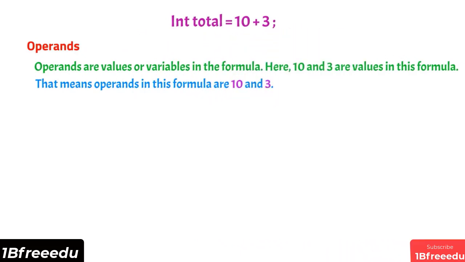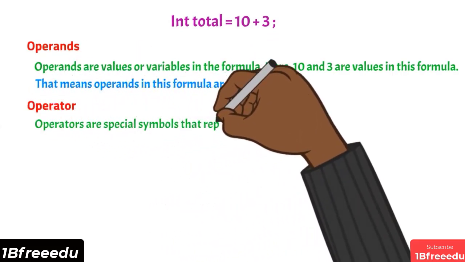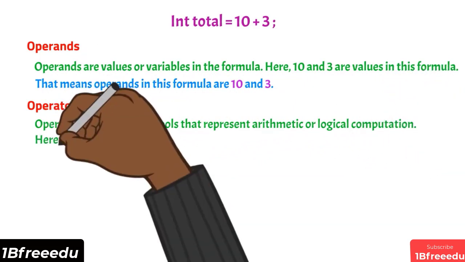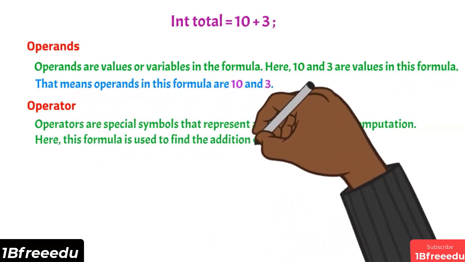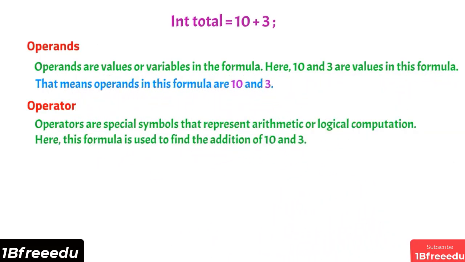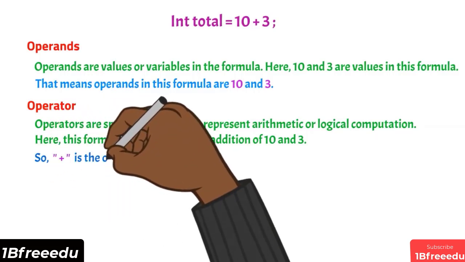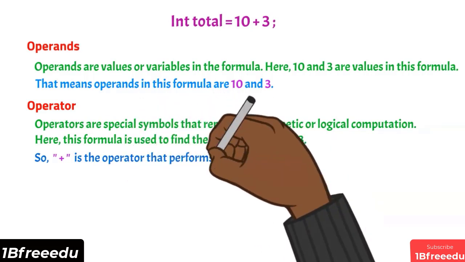Okay, then I will show you operator in this formula. Operators are special symbols that represent arithmetic or logical computation. Here, I use this formula to find addition of number 10 and number 3. Also, addition is represented by plus symbol. So, plus symbol is the operator in this formula.